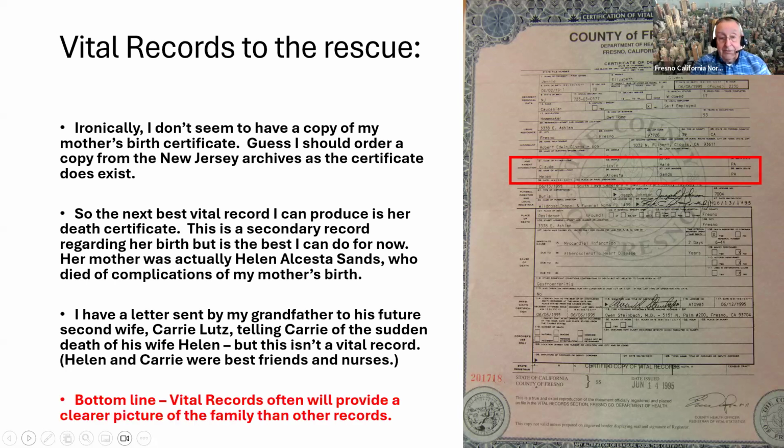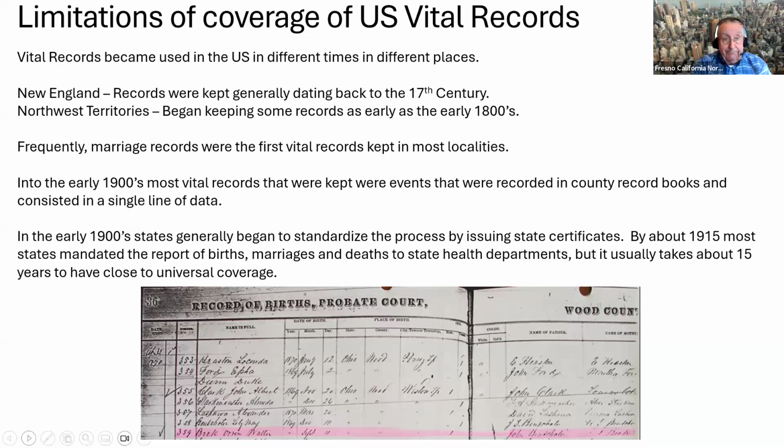The bottom line is the vital records help to sort things like this out so that you know the accuracy of what you're looking at when you're looking at these other records. And hopefully, as you put your family together, you're able to put them together accurately.